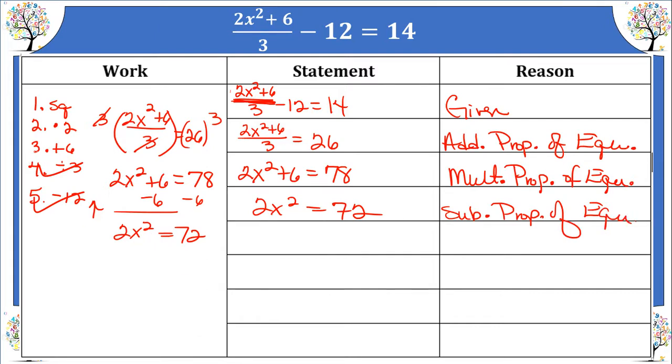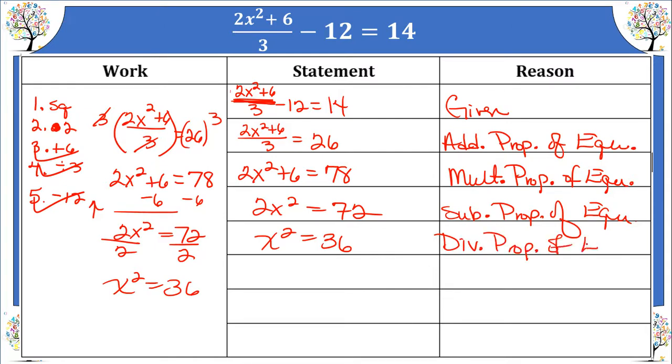Okie doke. So we undid the addition. Now we have to undo the multiplication. We have 2 times x squared, so we're going to undo multiplication by dividing. So we get x squared equals 36 by the division property of equality.